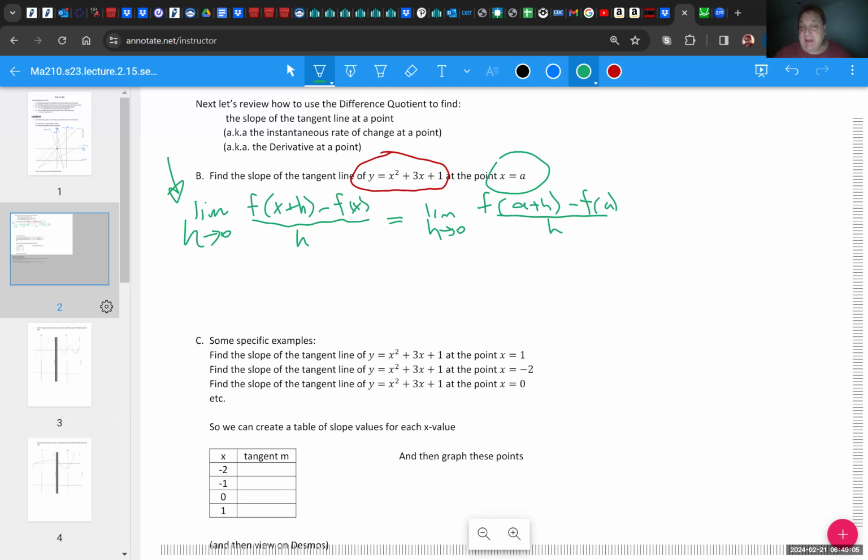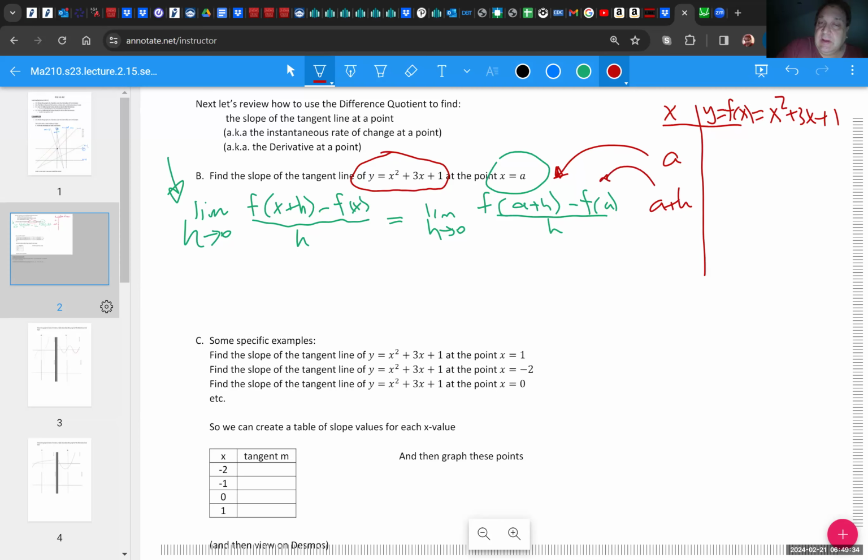Now I have to simplify this fraction by finding the function values. And the way we find function values is we literally use the function. If we have an x value, the y value is given by our function, which was specified to be x squared plus 3x plus 1. So our first x value is a, and our second x value is a plus h. Those are the two things we need to plug into the function, and therefore simplify our fraction.